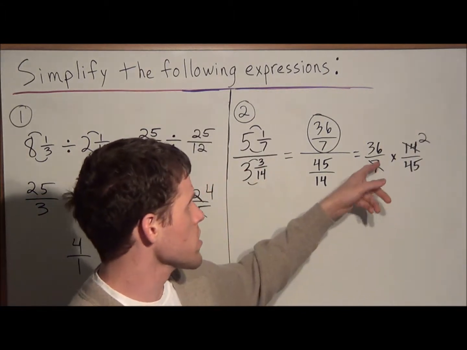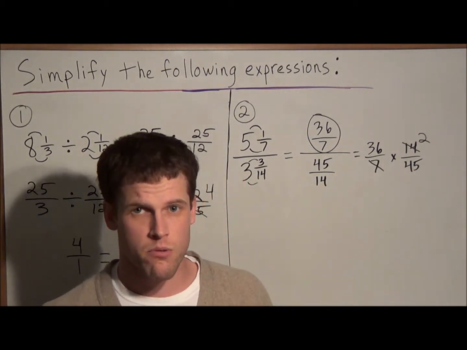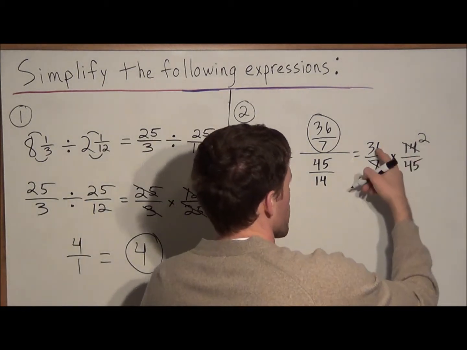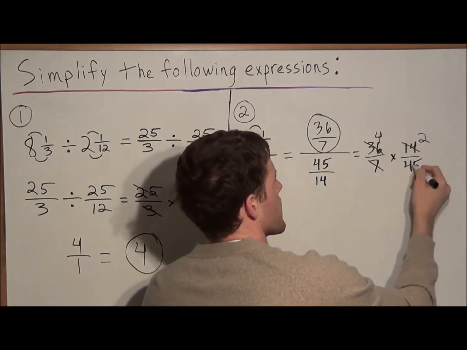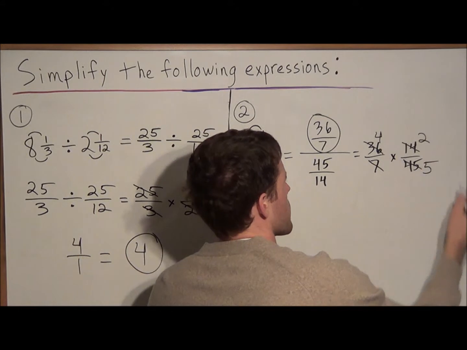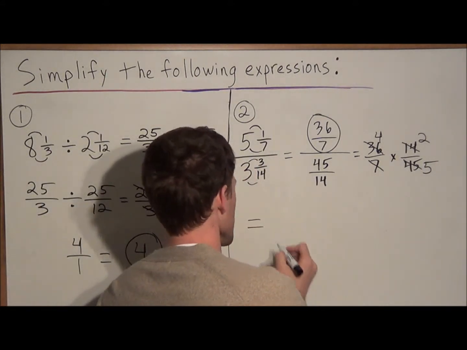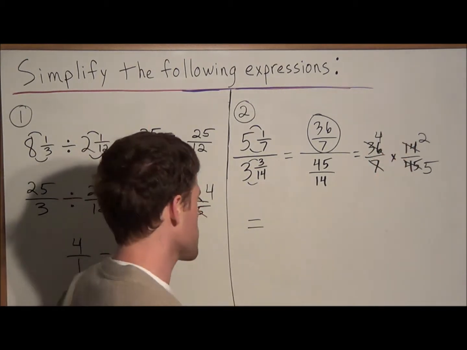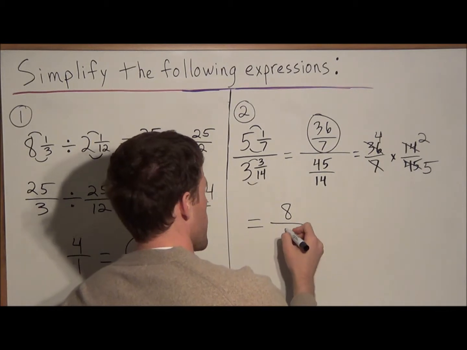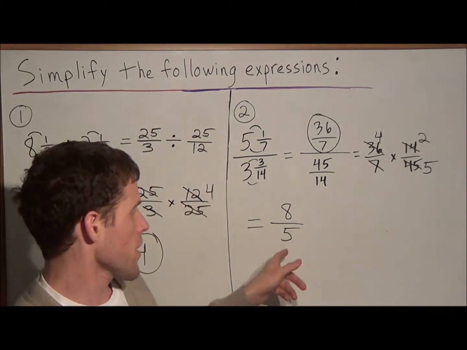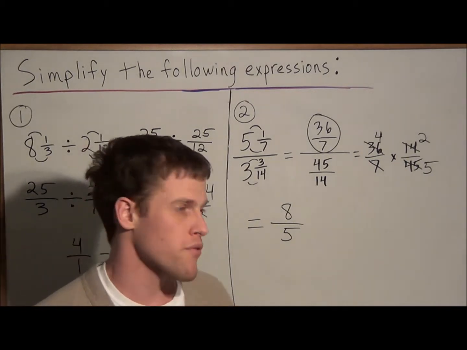Then notice here, we're looking for the greatest common factor between 36 and 45, and they're both divisible by 9. 36 divided by 9 is 4, and 45 divided by 9 is 5. This tells us our final answer is 4 times 2, which is 8, over 5, which is all we're left with in the denominator. If it says on your test to leave your answer as an improper fraction, this would be it.